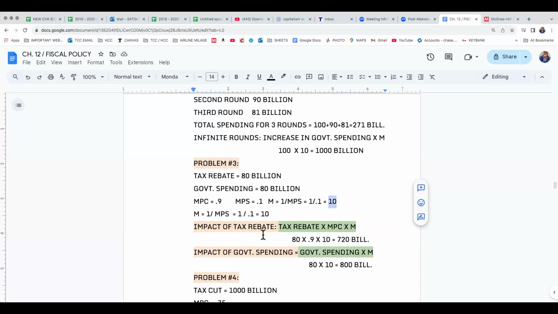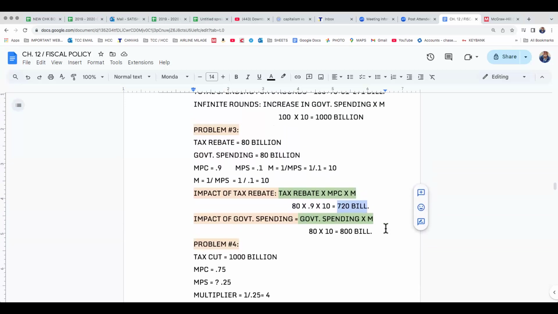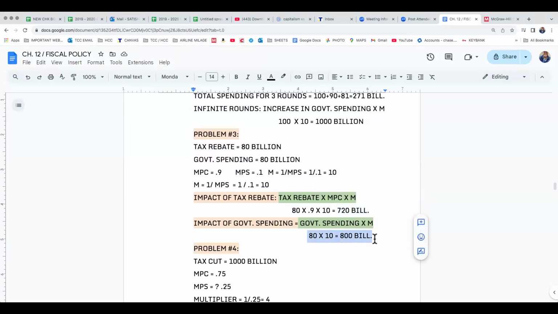So the impact of the tax rebate will be tax rebate times MPC times the multiplier. 80 times 0.9 times 10 is 720 billion. Government spending is government spending times the multiplier, 80 times 10, 800 billion. So you can see when the government spends money directly, it has a bigger impact than when the government gives a tax rebate. Why does the tax rebate have lower impact? Because remember, when people get a tax cut, they tend to save part of it and then they start spending.